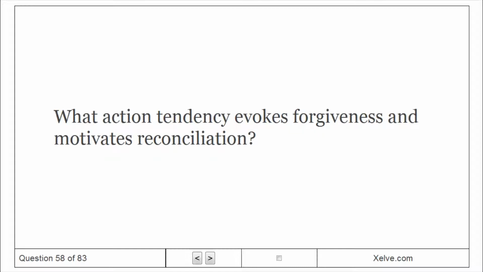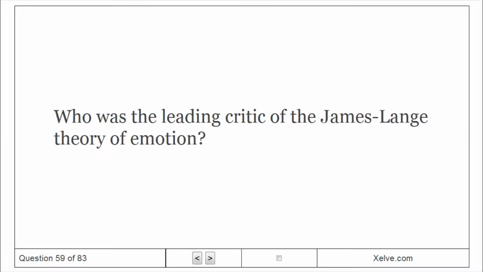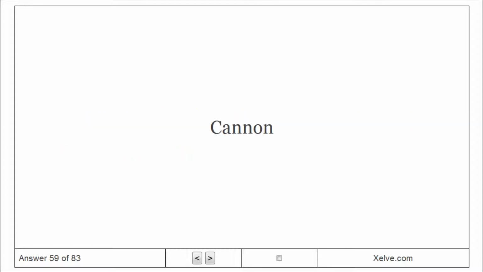What action tendency evokes forgiveness and motivates reconciliation? Embarrassment. Who was the leading critic of the James-Lange theory of emotion? Canon.